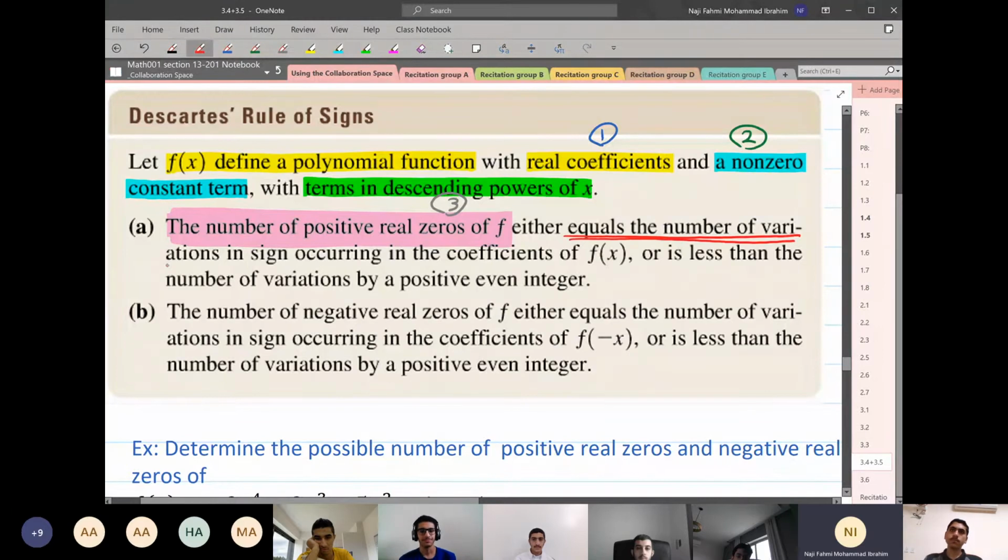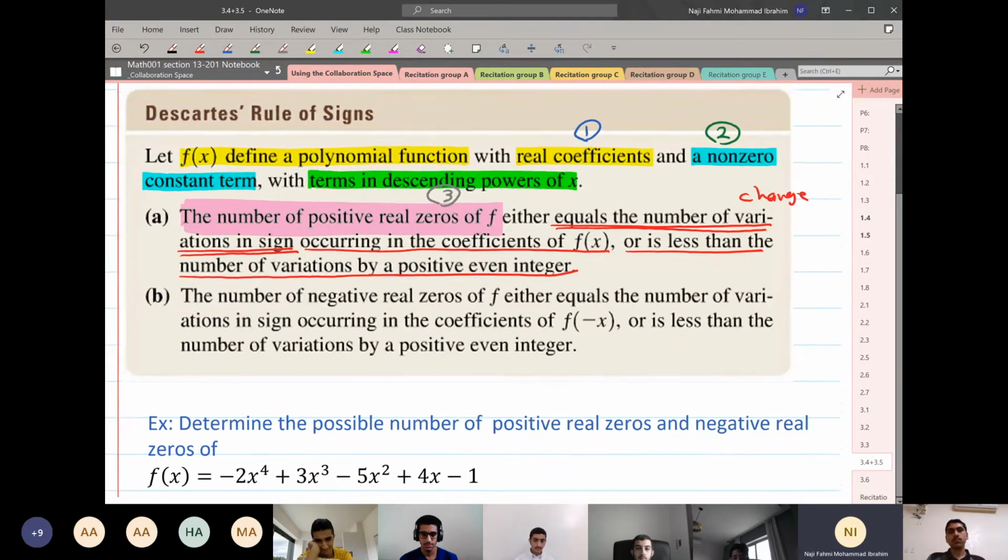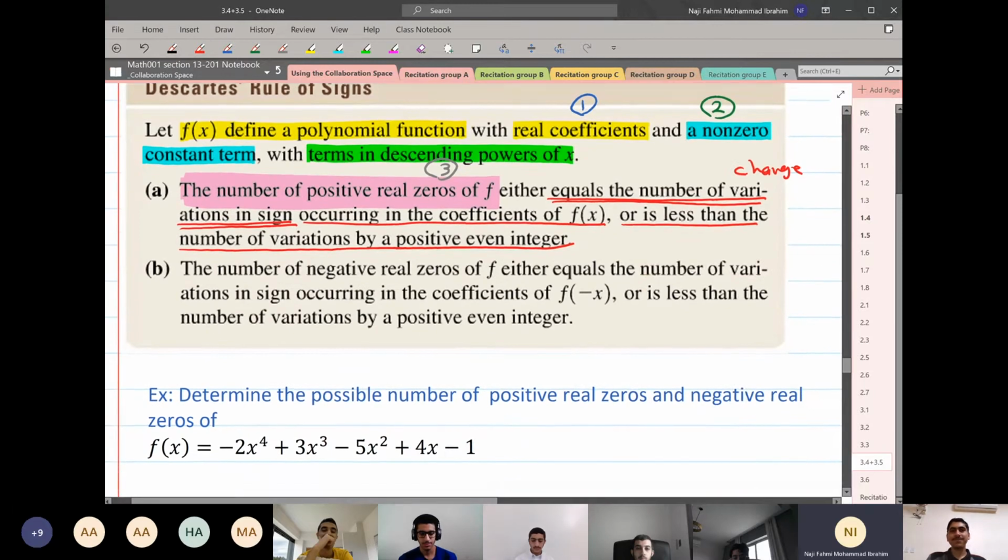variations of signs. Variations means change in the signs occurring in the coefficients. Occurring means appearing. Or is less than the number of variations by a positive even integer. Of course, you didn't understand anything here. Let me give an example to understand. Look at the example which is below.